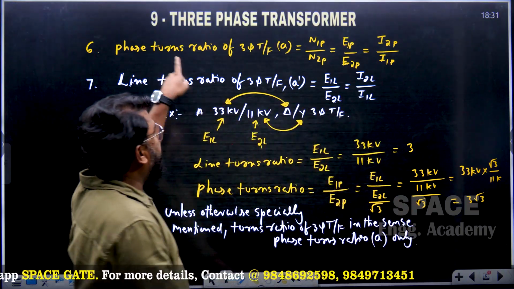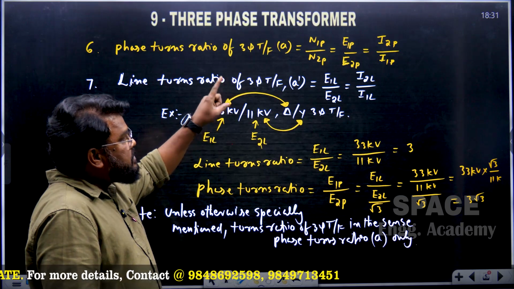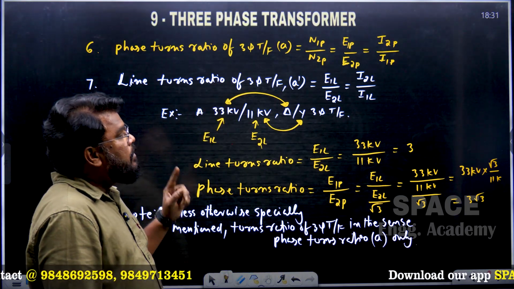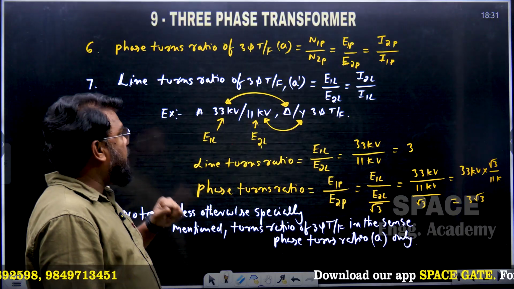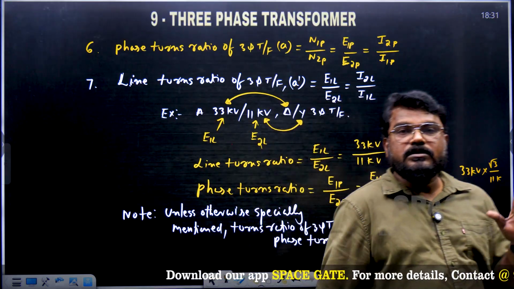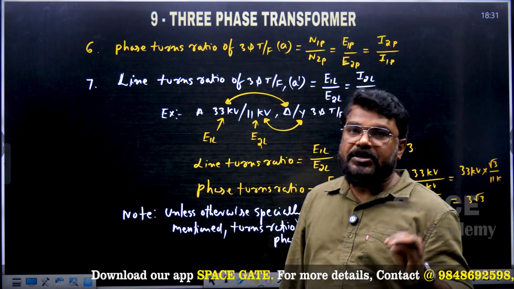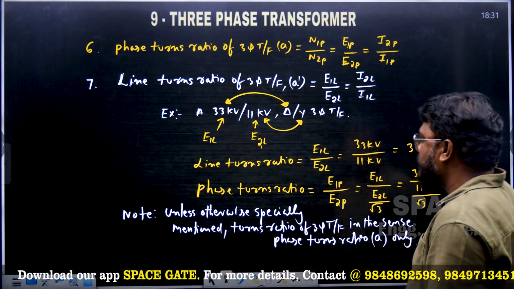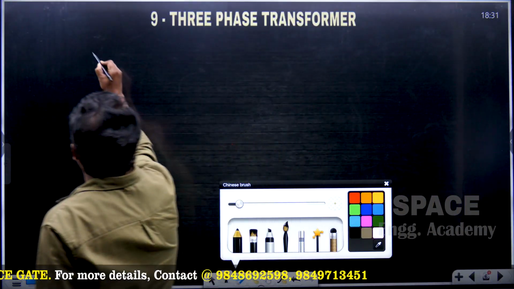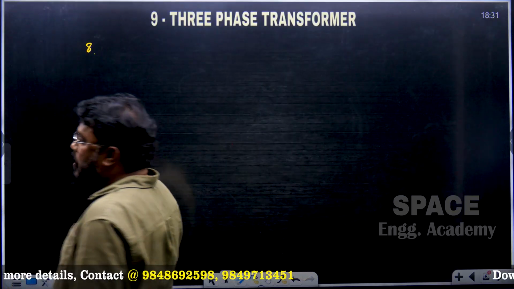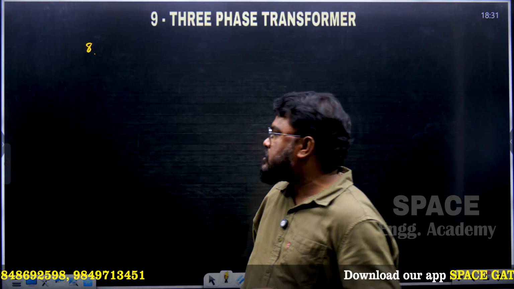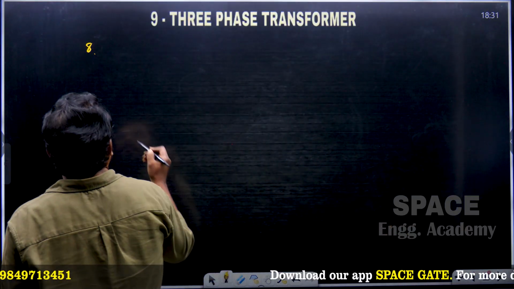That means A here is N1 phase divided by N2 phase, E1 phase divided by E2 phase, or I2 phase divided by I1 phase. So like this we can calculate the line turns ratio and phase turns ratio of a 3-phase transformer. And another observation, the 8th one: how do we calculate the KVA rating of a 3-phase transformer?